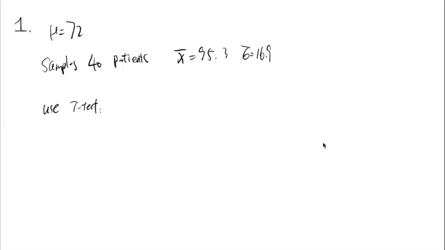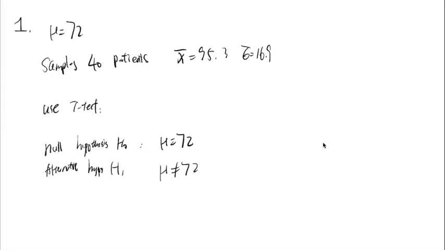Let's first set up our experiment. We want a null hypothesis and an alternative hypothesis. Our null hypothesis is that the mean is equal to 72, and the alternative hypothesis is that the patient heart rate is unusual, so it is not equal to 72. Remember, in this case the alternative hypothesis is not "greater than 72"; it's "not equal to 72."